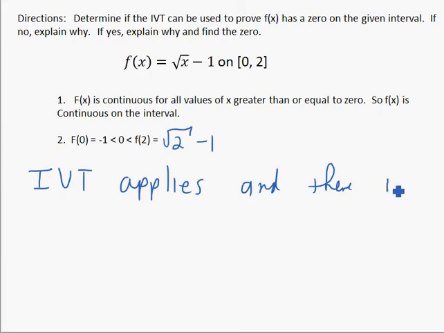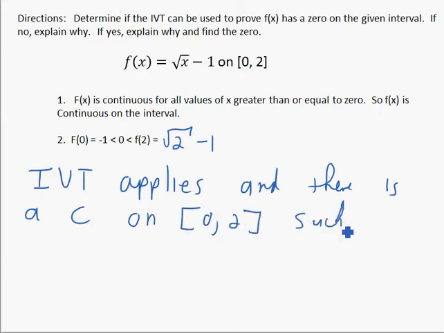And there is a c value, there's a c on this interval such that f of c is 0. And then it asks us to find it. So if it says if yes, which we said yes, it does apply, explain why and find the 0.